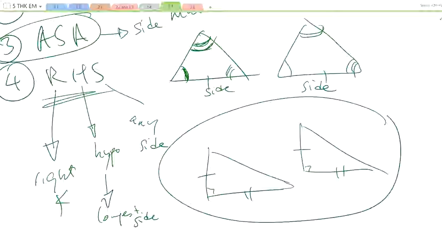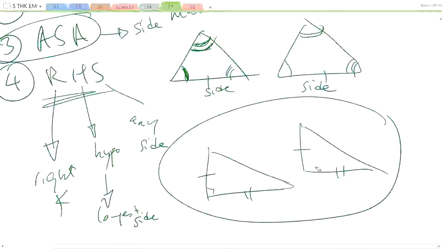RHS? SAS? You want to change your mind? Can you use RHS here? Do you have hypotenuse? Did I say that the hypotenuse are the same? No, so cannot use RHS test. So in this case I must use SAS. Alright?